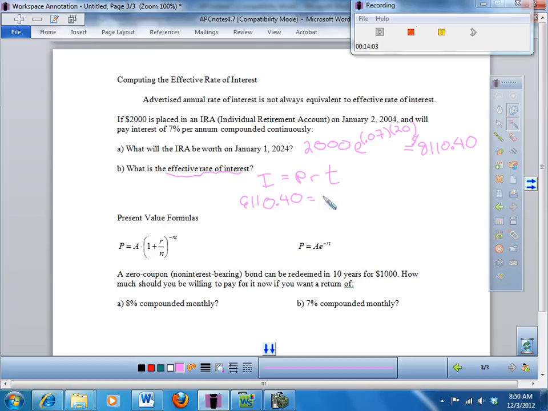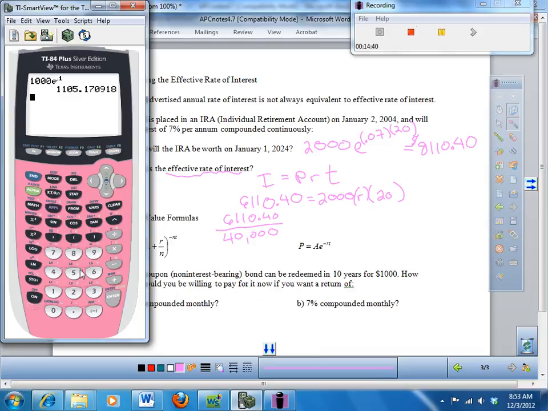$6,110.40. P was 2,000, right? 2,000, and R is R, and T is 20. You guys understand what I did there? Okay? And so now I'm going to solve that for R. So I basically get $6,110.40 divided by 2,000 times 20, which would be 40,000, right?